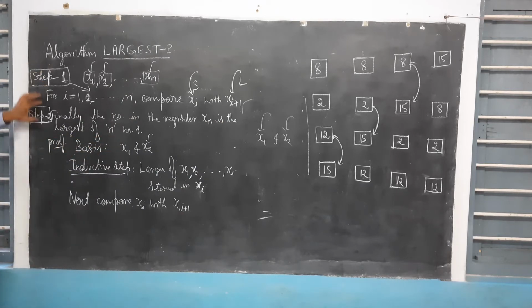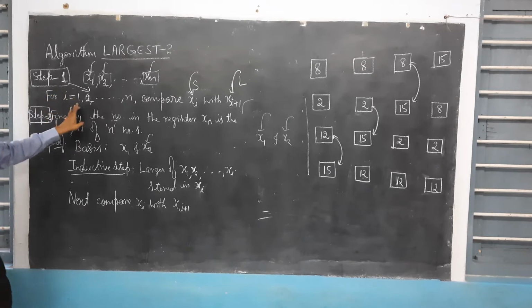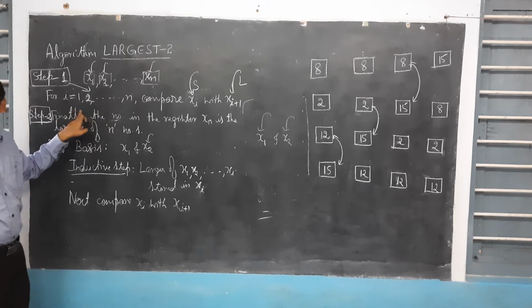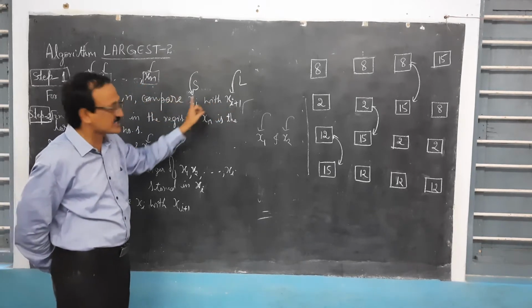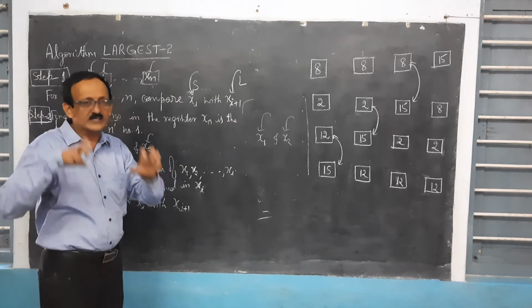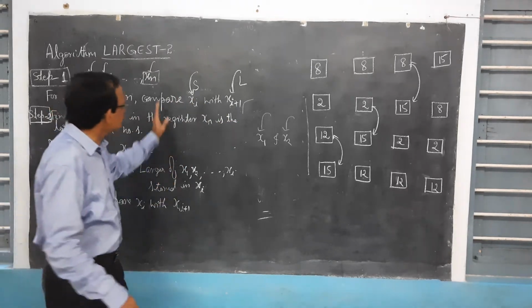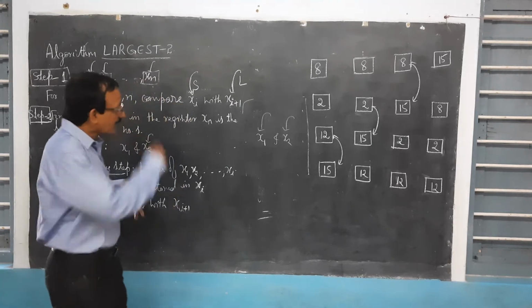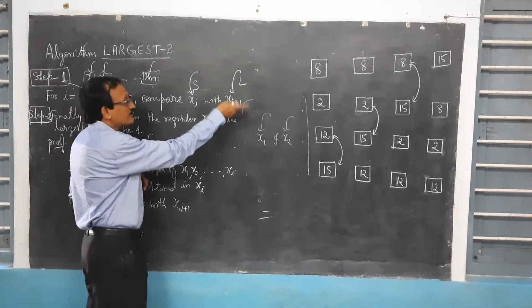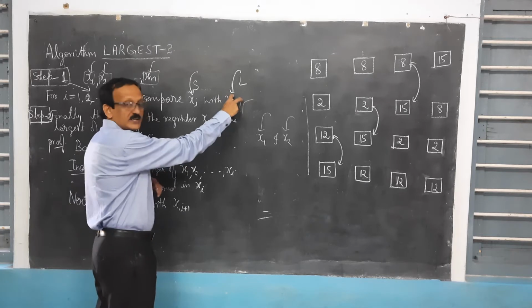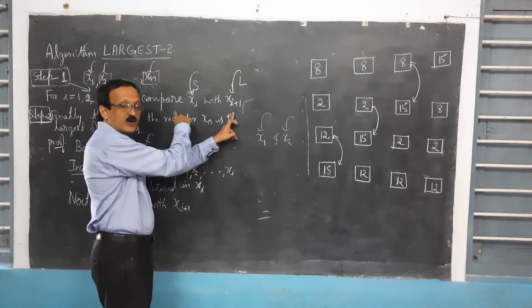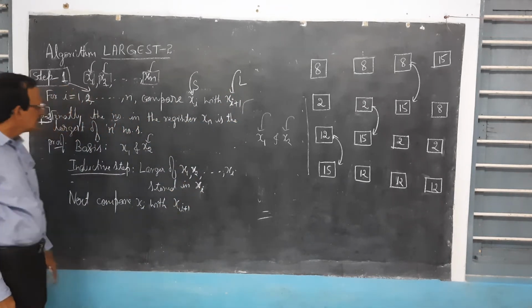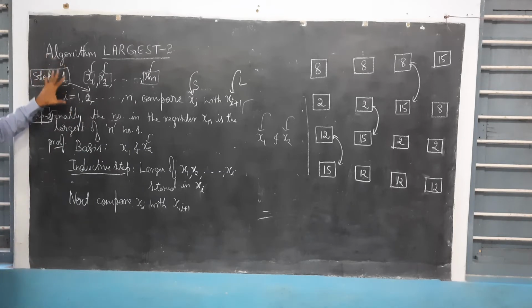So that is step 1. Execution of step 1 means, for the index values, you are comparing the content of two registers, two boxes, xi and xi plus 1. The larger of the two values will be stored in the second one, and the smaller will be stored in the first one. That is step 1. So what is the formal proof for this?